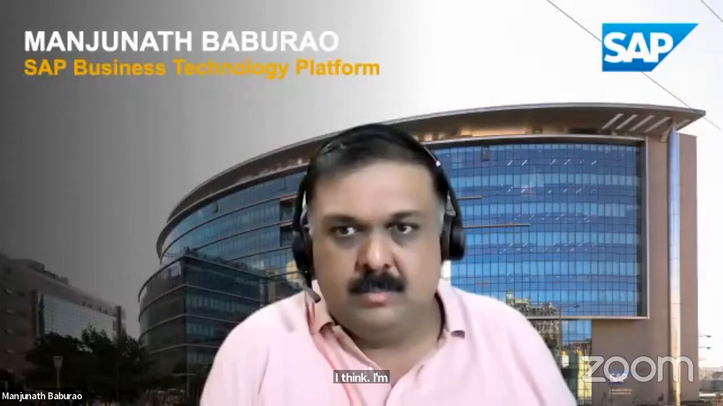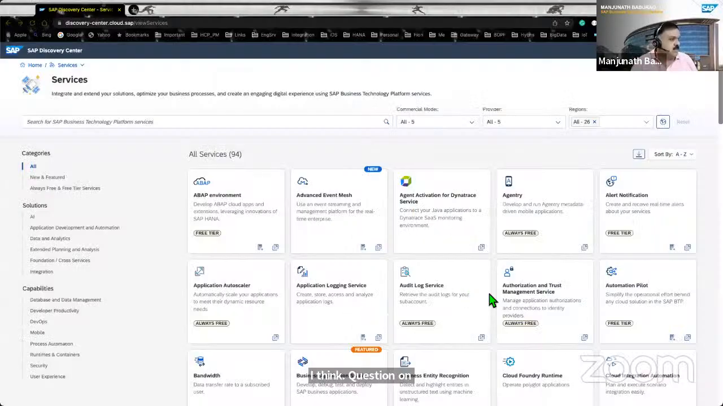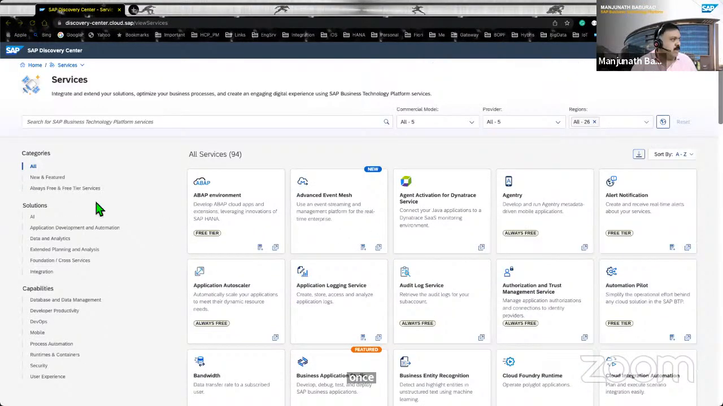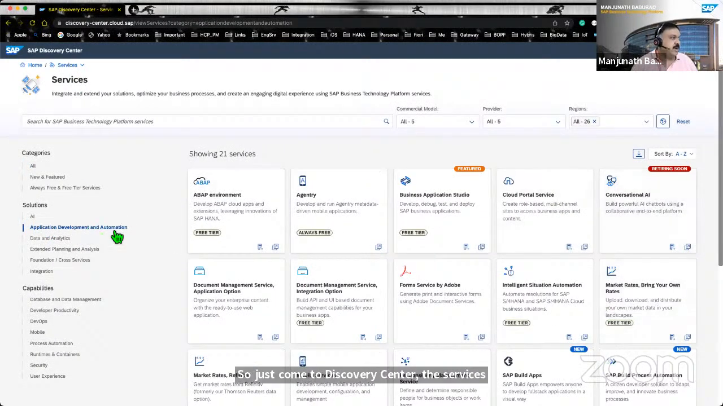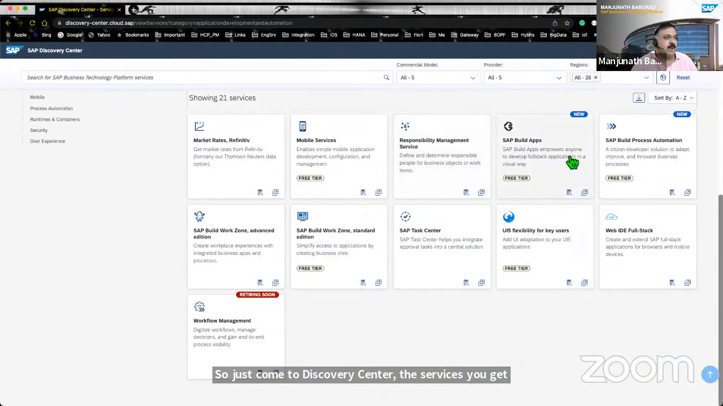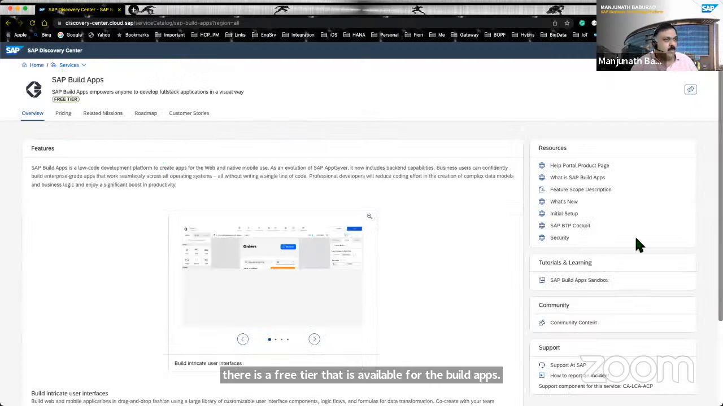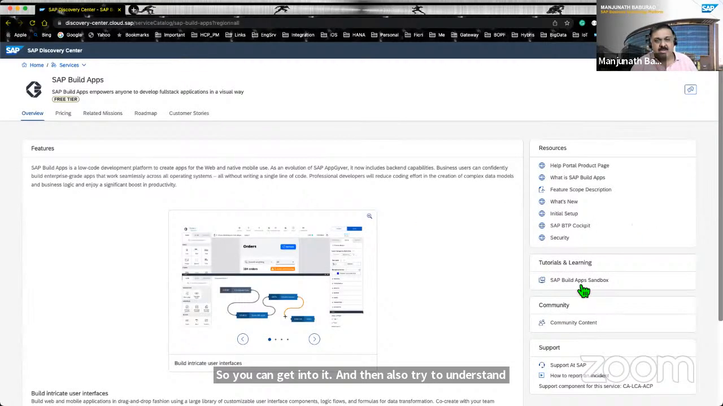Reshma's question around SAP Build free tier, maybe you can take that. I just switched to the Discovery Center, and I wanted to give a generic solution where everybody can look at it. Come to the Discovery Center, the services view, and get into application development and automation. You see Build Apps, and there is a free tier available for it. There is also a sandbox that I called out. You can try this out, Reshma.